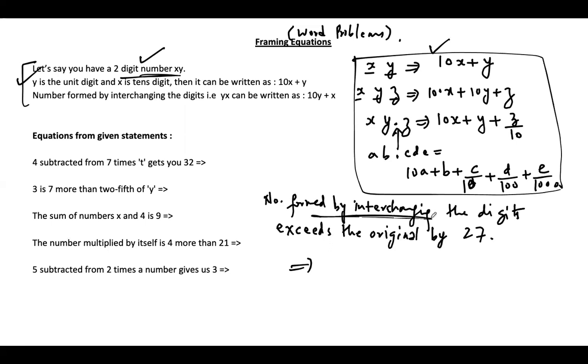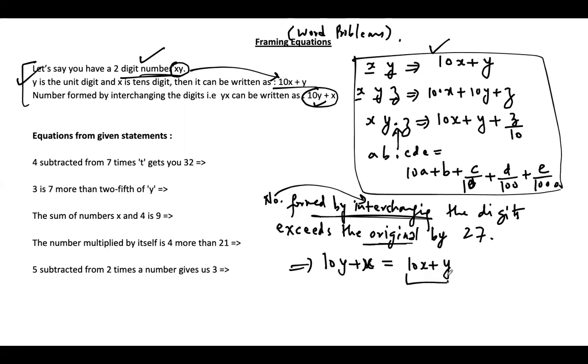Number formed by interchanging. The original number was, let's say, xy, which in equation form can be written as 10x plus y. So the number found by interchanging, the interchanged number, is 10y plus x. It exceeds the original. What is the original number?